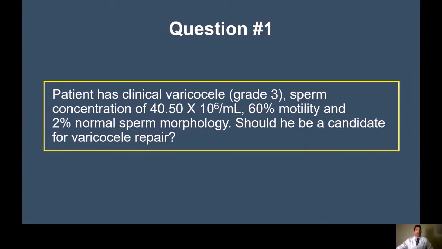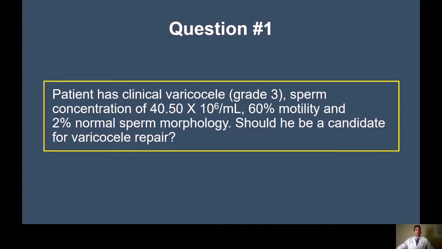We have a patient who has a clinical grade 3 varicocele, a sperm concentration of 40.5 million per milliliter, and 60% motility with 2% normal sperm morphology. Should he be a candidate for varicocele repair?